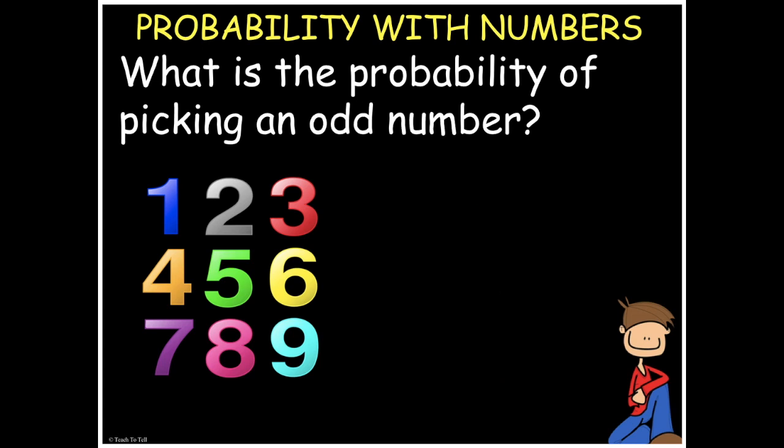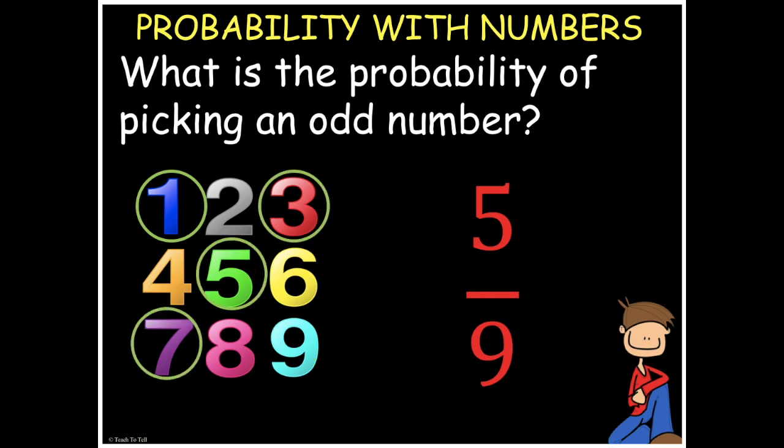Now how about odd numbers? We still are looking at total possible outcomes of 9. You should get 5, the 1, 3, 5, 7, and 9.